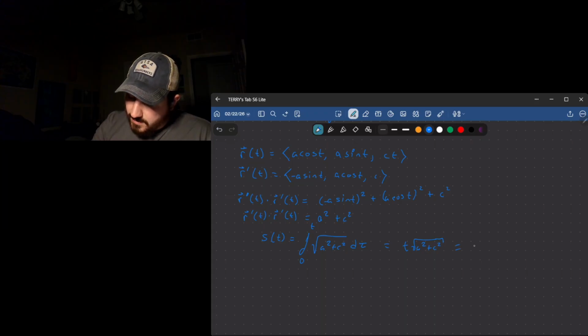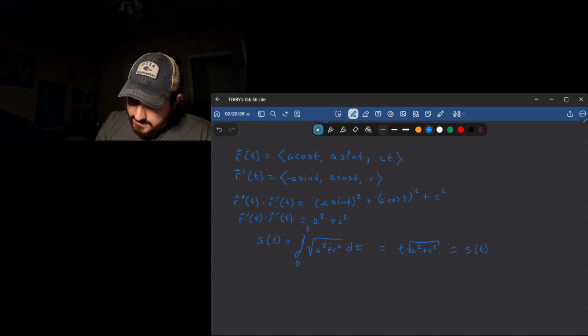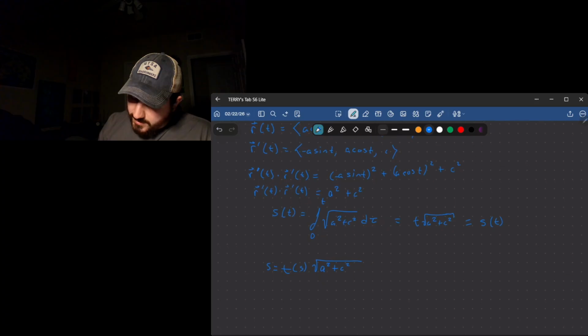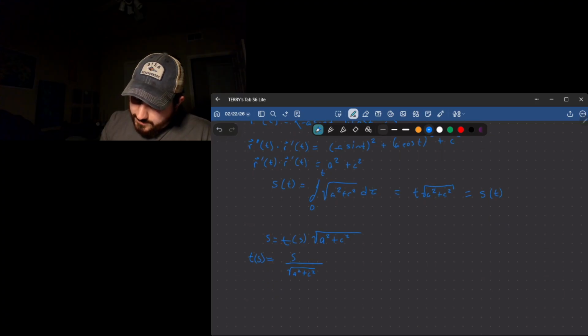Okay, all of this stuff is s of t. To parameterize this, instead of arc length as a function of time, we want time as a function of arc length. Instead of writing s of t, we're going to rewrite this as s equals t of s, and everything else is the same for now. This seems pretty straightforward. All we have to do is isolate for t of s. So we get t of s is equal to s over the square root of a squared plus c squared.